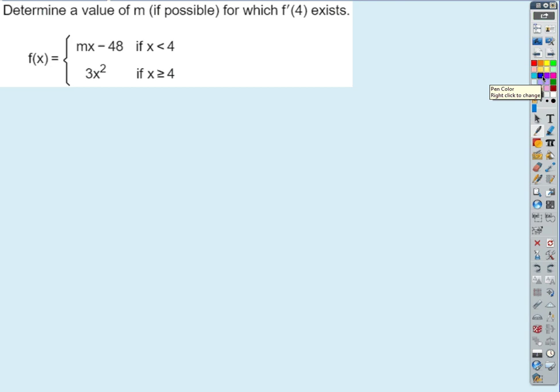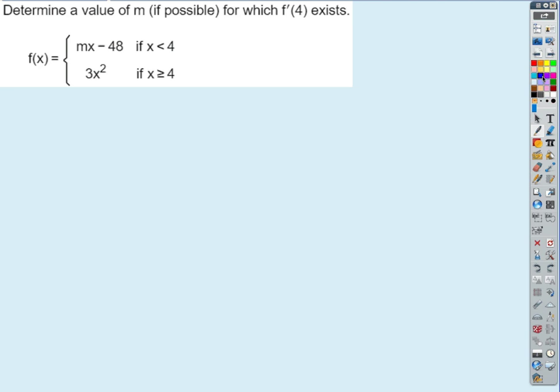Okay, determine a value of m, if possible, it may not be possible, for which f prime of 4 exists. Okay? So we gotta have a little discussion about this now. This is a piecewise function where the pieces are separated at the value x equals 4, right? So what are the criteria here for this derivative to exist? The two have to be equal. So what do you mean by the two? The two whats? Both functions have to be continuous.